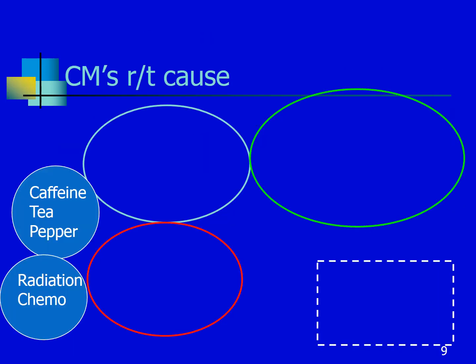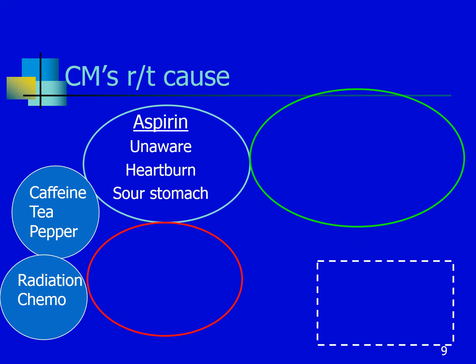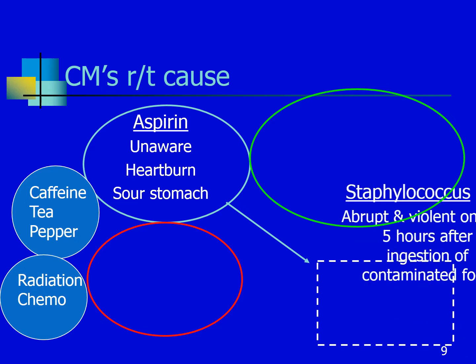So what are some of the common manifestations? Well, it depends on what the cause is. So with aspirin, usually they may be unaware, they may have heartburn or a sour stomach, all right? And generally, when you have aspirin, it can lead to complete regeneration of the mucosa within several days, right?